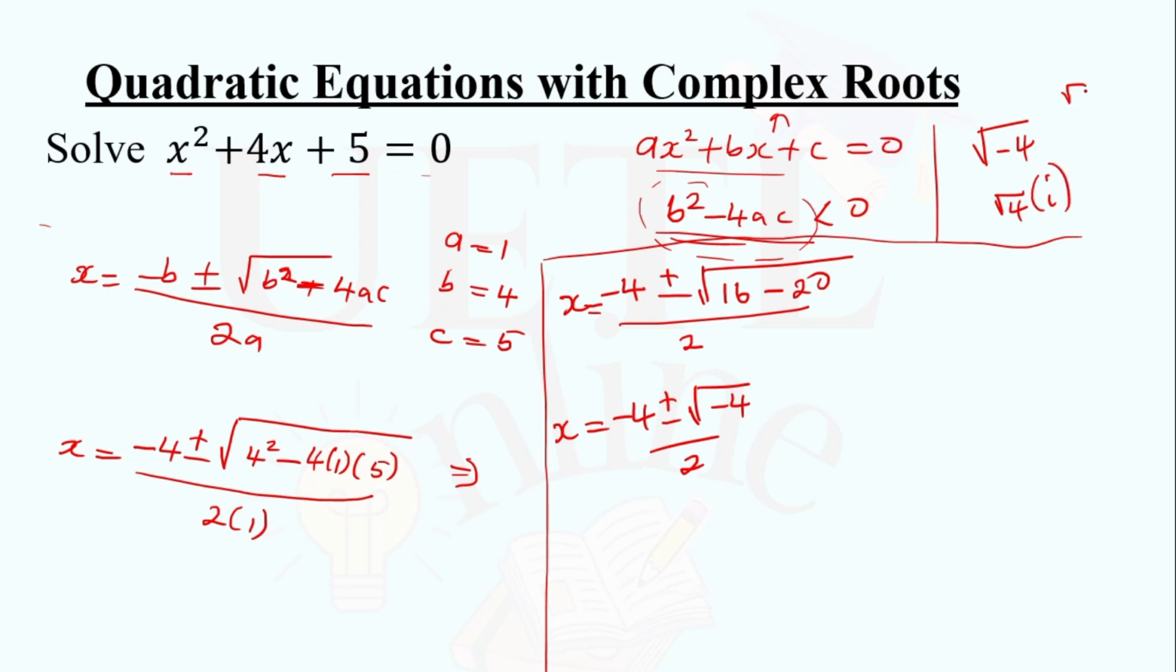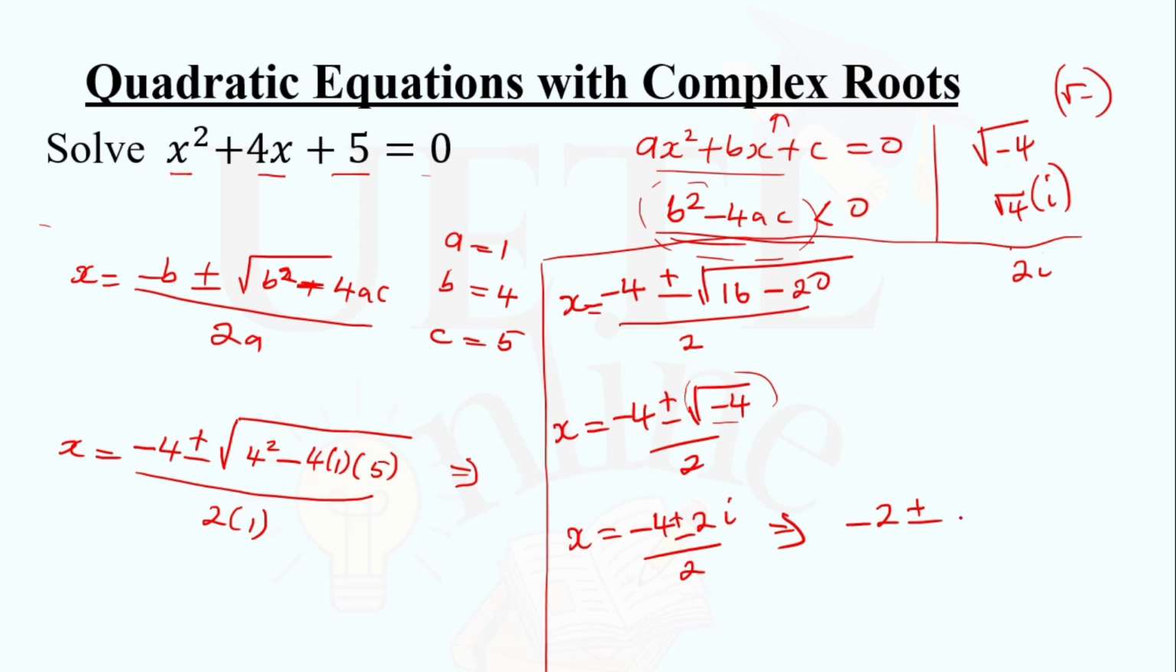Okay, so this means that we're going to get this one. The root of 4 in this case is 2, so from this we're going to get our answer as 2i. So our answer x is equal to minus 4 plus or minus 2i over 2. Dividing by 2, we get our answer as minus 2 plus or minus i.